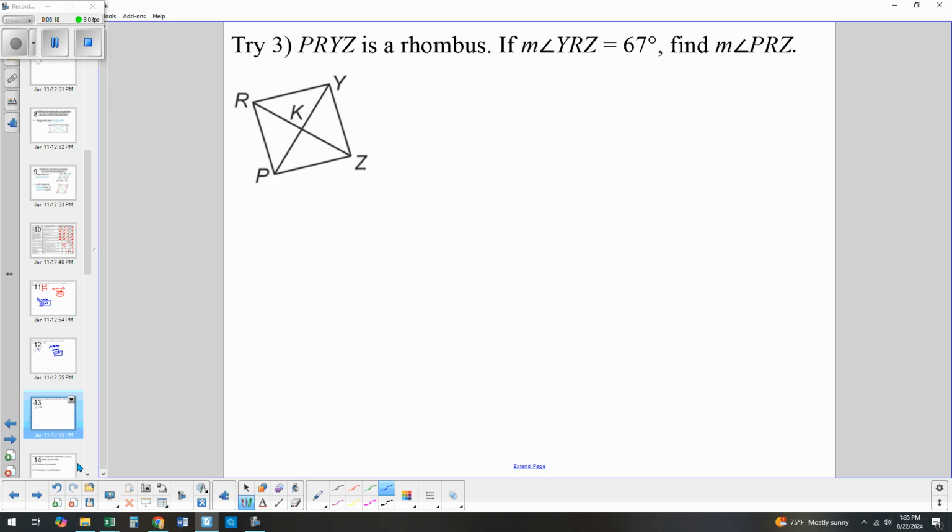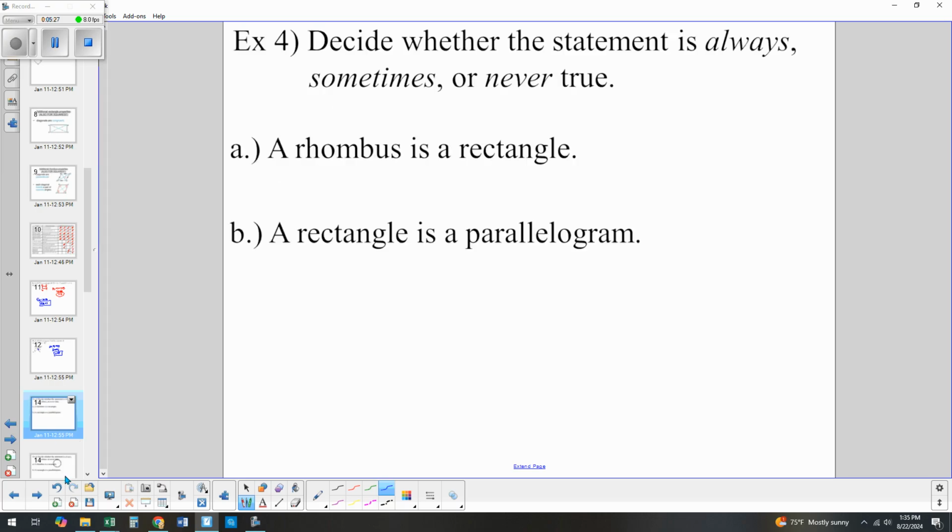So here's try 3. It can be a tricky one. I would recommend giving it a shot. Answers are posted online. So here's some of those always, sometimes, and never problems that I had mentioned.